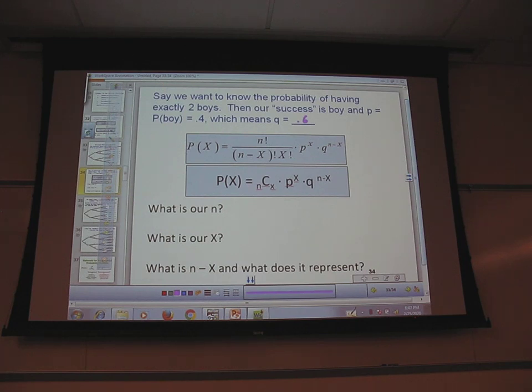Good, so then my failure in this case would be having a girl. I want to have 2 boys and 1 girl. I want to have 2 successes and 1 failure. Good? Everybody on board with that? So take a look at this.